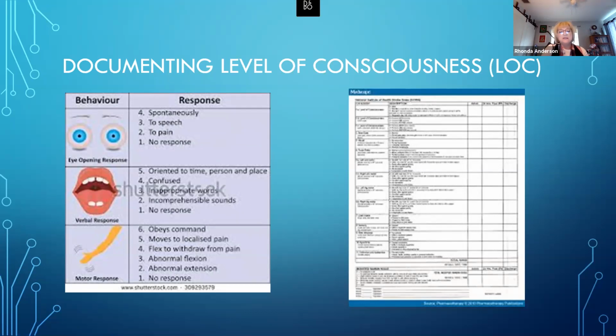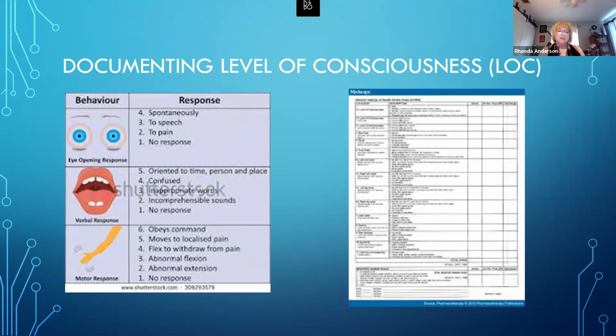Motor responses: they get 6 points if they can obey commands, simple commands, hold up 1 finger, wiggle your toes, raise your eyebrows, those kinds of things. They get 5 points if they move to localized pain. So if I give them a noxious stimulus, they'll use the other extremity and push the person away, okay? 4 points if they withdraw from pain.